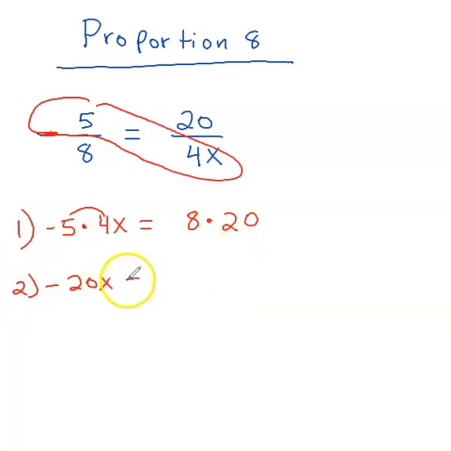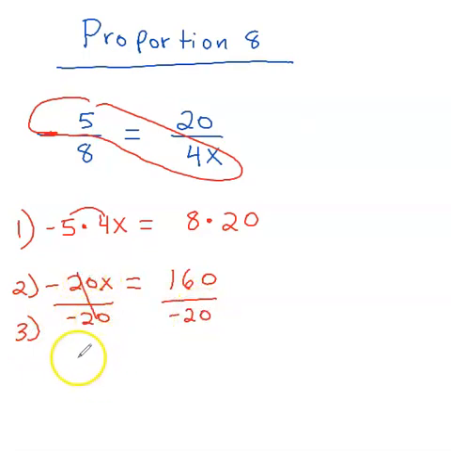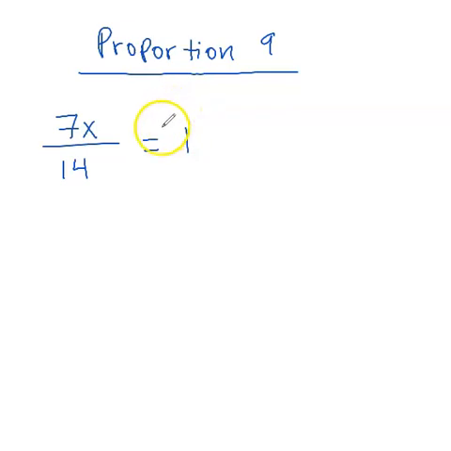Okay? Equals 8 times 20, which is 160. Okay? The next step, I'll divide it by negative 20 on both sides. So remember, when we divide a positive number by a negative, it stays negative. So 160 divided by negative 20 will be negative 8. Okay? And that is the answer. Okay, so negative 8, x is equal to negative 8. That'll be your answer.